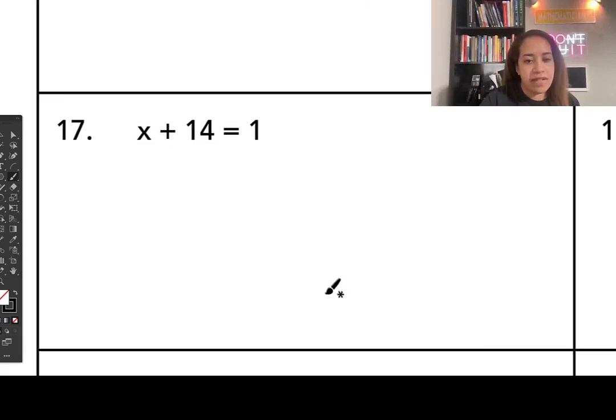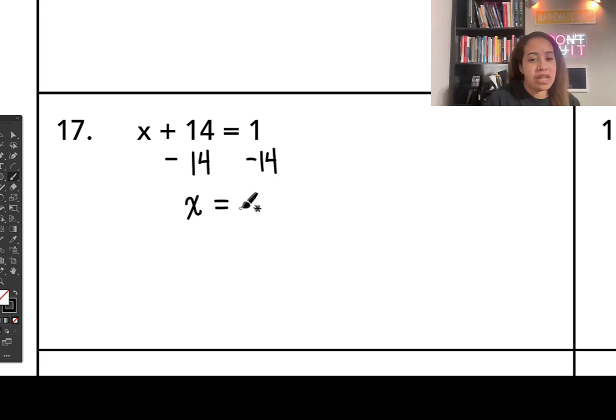Here is number 17. Next to our variable, we see addition, so we need to do the opposite operation to both sides. The opposite of addition is subtraction, so we are subtracting 14 from both sides of the equal sign. Now we will have x all by itself on the left because the 14's cancel, and then on the right, we've got 1 minus 14, which gives us a negative 13.